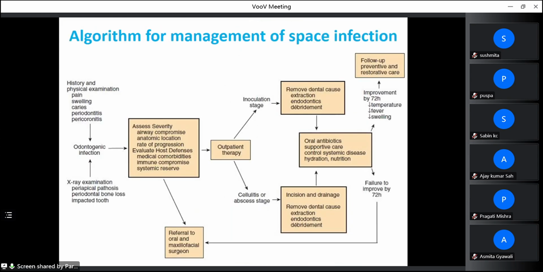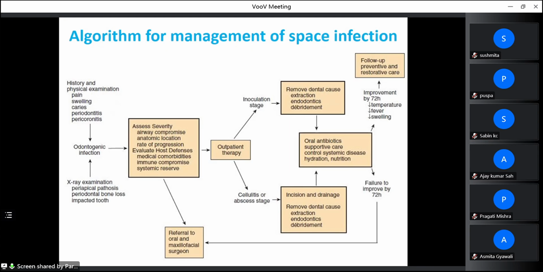Now, management of space infection. Whenever there is a space infection, you have to take the history and do a physical examination. There may be pain, swelling, or a carious tooth. It may be due to periodontitis or pericoronitis of the third molar. So it may be due to odontogenic infection.